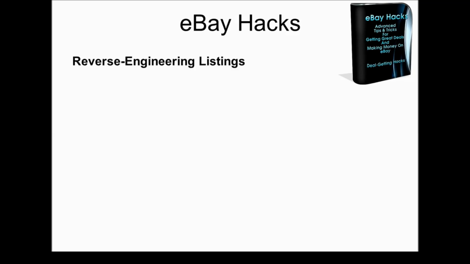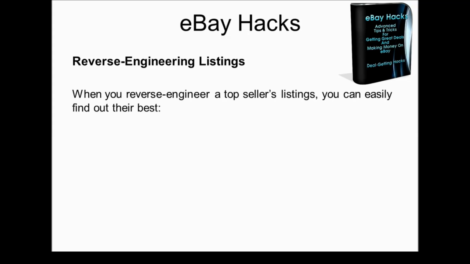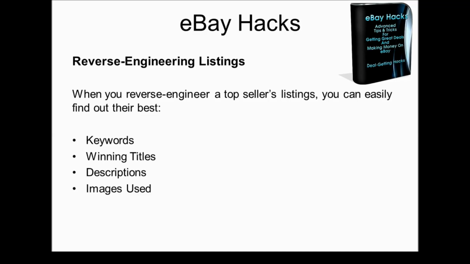Now let's talk about reverse engineering successful listings, because when you find these top sellers and you find out that they're selling a lot of a particular item, now you can start to reverse engineer their listing process. When you reverse engineer a top seller's listings, you can easily find out their best keywords that they've used, their winning titles, their descriptions, the types of images they've used, and the listing formats, like whether they were listing an auction or best offer or buy it now, as well as any additional bonuses or value adds that they added to their item.